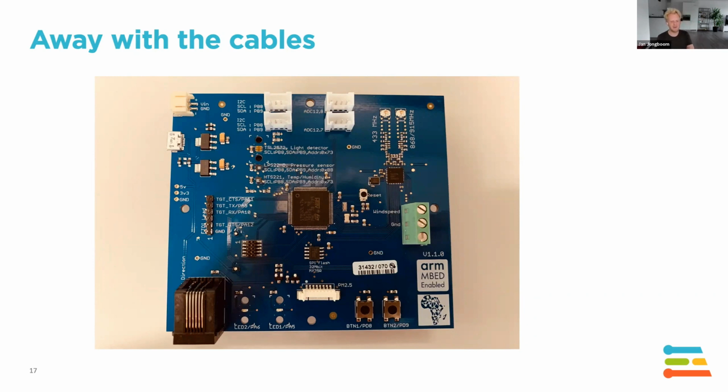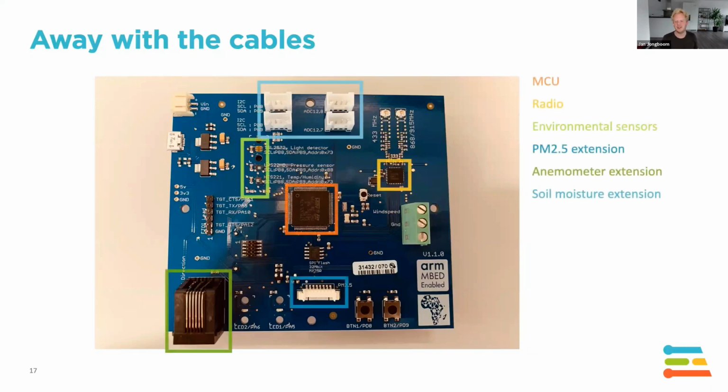Really cool, kind of a base board with a radio, an MCU, so a processor, and a bunch of sensors already on the board, but then with a couple of cool extensions that you can plug stuff into. So we brought an anemometer, like a wind meter, PM2.5 sensors, soil moisture extensions, etc., that you could easily plug in. And we had a bunch of cases that made them waterproof, and it was really cool.